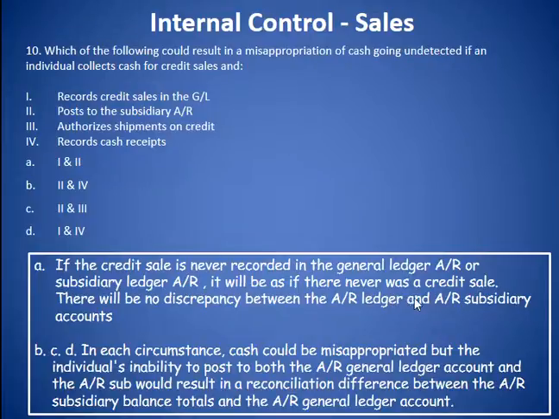Now, if we look at B, C, and D, let's go ahead and explain. In each circumstance, cash could be misappropriated, but the individual's ability to post to both the AR general ledger account and the AR subsidiary account would result in a reconciliation difference between the AR sub-account totals and the AR general ledger account. So with that, let's take a look at question number 11.